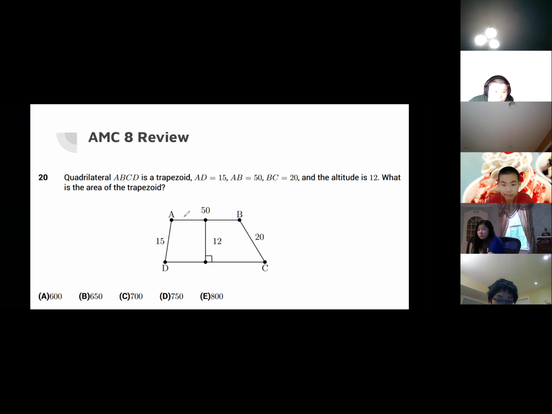I can try it. So if you know the height is 12, then you can split the trapezoid into 3 different shapes. One is a rectangle, like that. And then to find the lengths that are extending from those, you can use the Pythagorean theorem, and then it's a 3, 4, 5 triangle on both sides. So one is 9 and the other is 16. And then you know the bottom base is 50 plus 9 plus 16, which is 75. Yep. And then you calculate the area of a trapezoid from there.